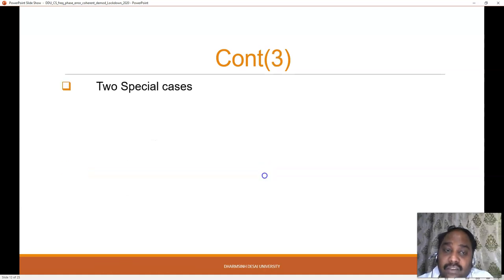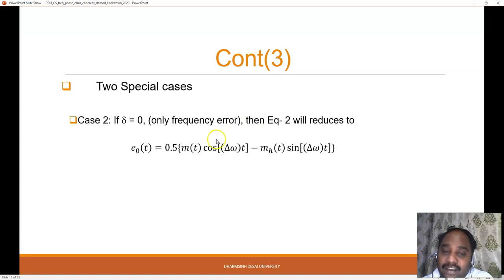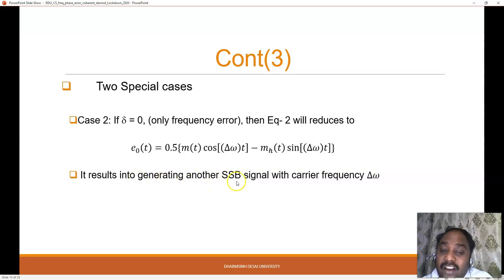Now case 2, that is, frequency error exists and phase error is 0. In that case, it will result in 0.5 m of t cos delta omega t minus mh of t sin delta omega t. If you see closely, because of the negative sign, it is nothing but a USB signal of m of t, centered at delta omega, which is very small. Then you pass it through, and it will not be a problem either, because it's only one of the bands, the upper sideband of the signal. So it results in generating another SSB with carrier frequency delta omega, which is very small.